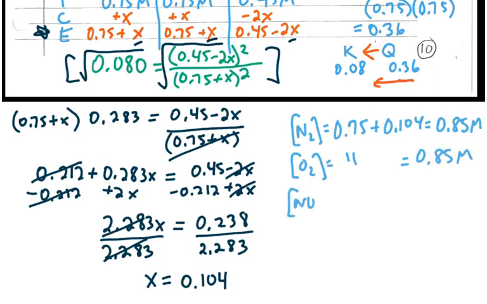And for NO, the concentration at equilibrium is going to be, according to the table, the icebox, the E row, 0.45 minus 2x, and we plug in 0.104 for our x, and we get a value of 0.24 molar. And that is the final answer, those concentrations at equilibrium for each of those components.